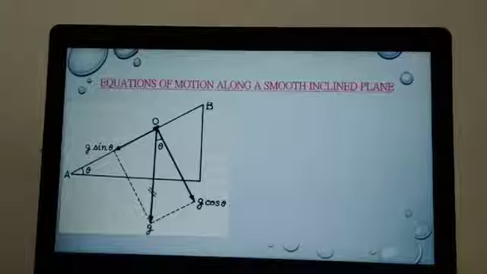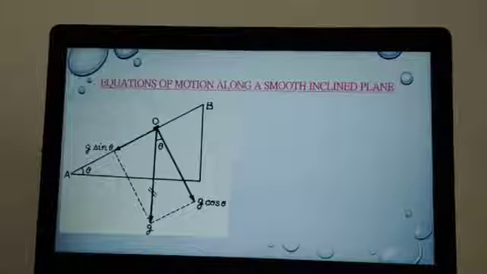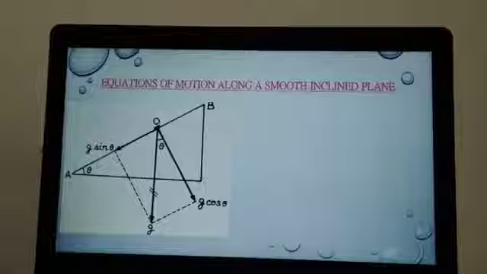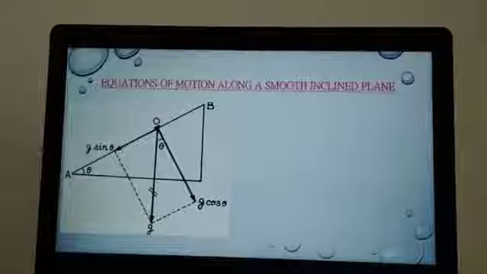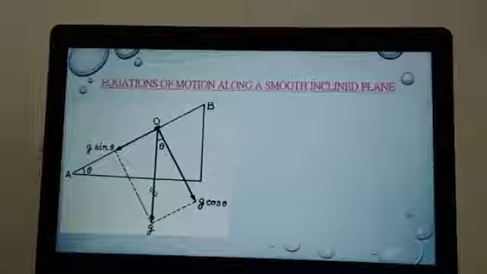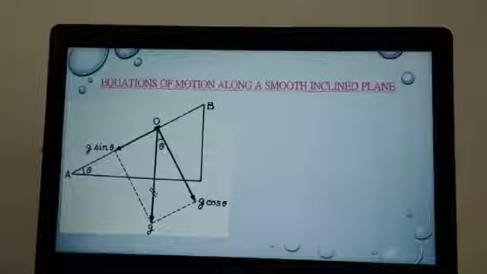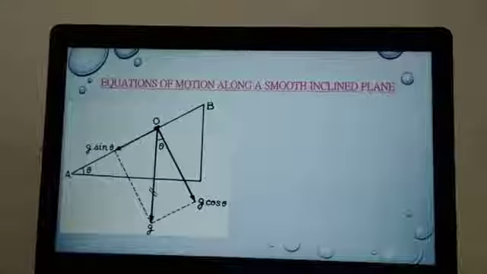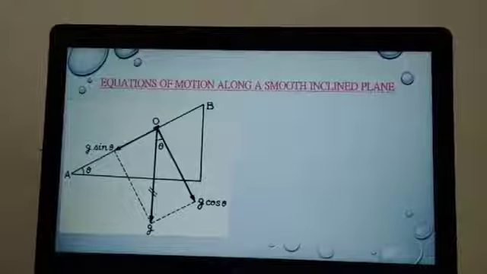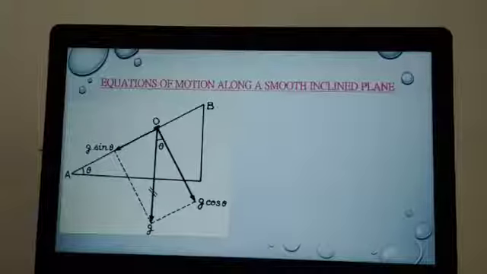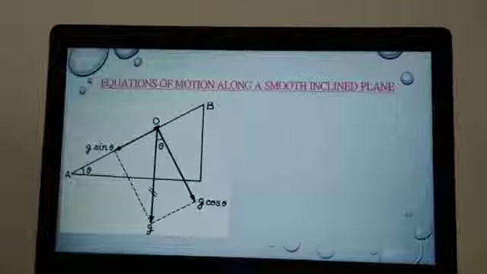Okay, and if the particle is moving in the upward direction, g sin theta is always acting in the downward direction. So in the case when the particle is sliding upwards, then acceleration will be minus g sin theta. If the particle is sliding down, then a is equal to g sin theta, or if it is climbing up, then it will be minus g sin theta.